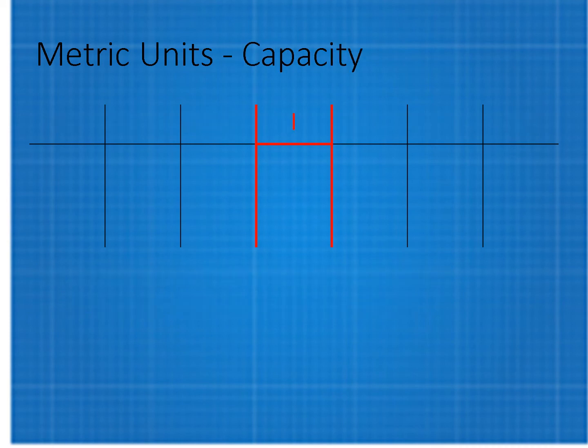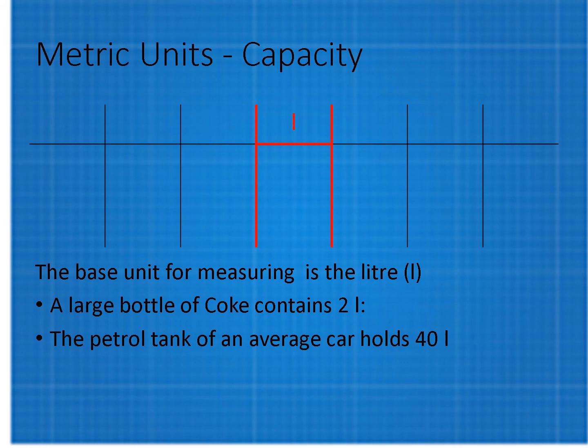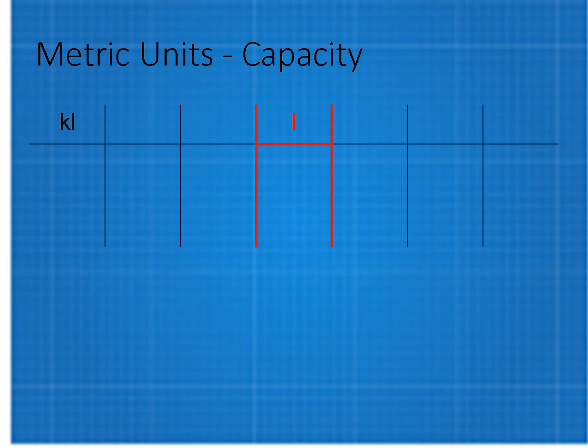For the metric units for capacity or for the volume, the basic unit is the liter, or small letter L. It should be written at the center of the 7-column table with the red borders. The liter is used, for example, in measuring a large bottle of Coke, which contains 2 liters. The petrol tank of an average car holds 40 liters. We also have different measurements in relation to our basic unit, which is the liter.